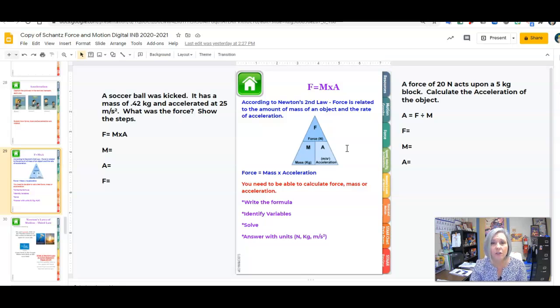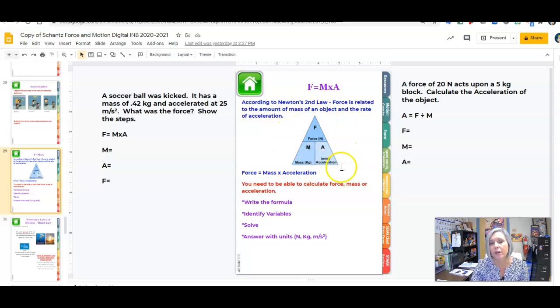So when you're solving, if you look at the triangle, put your finger over what you're solving for, and what you're left with is the formula. So if I'm solving for force, I cover the F. It's m times a. If I'm solving for acceleration, I cover the a, it's F divided by m. If I'm solving for mass, cover the m, it's F divided by a.